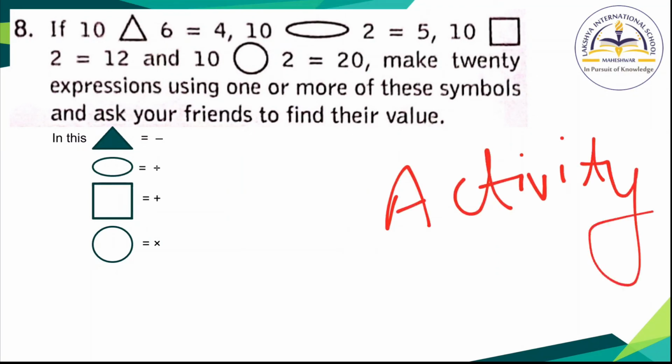What you have to do: I already mentioned here which symbol is used for which operation. The triangle is used for subtraction, oval for division, box for addition, and circle represents multiplication. So one student has to make 20 equations, and tell his friend to find their values.